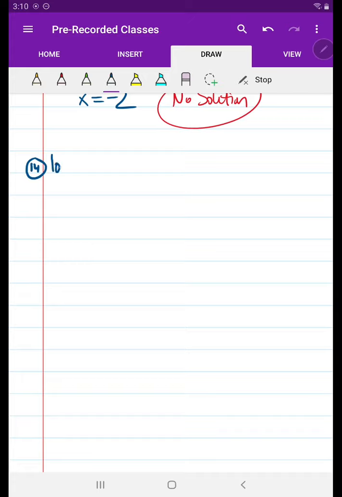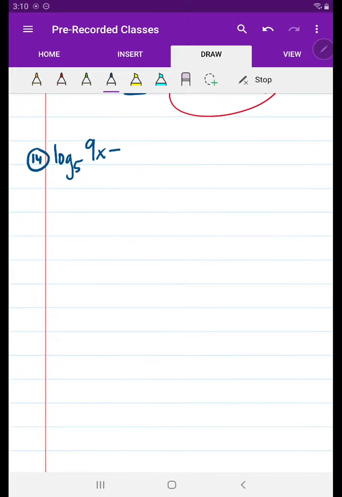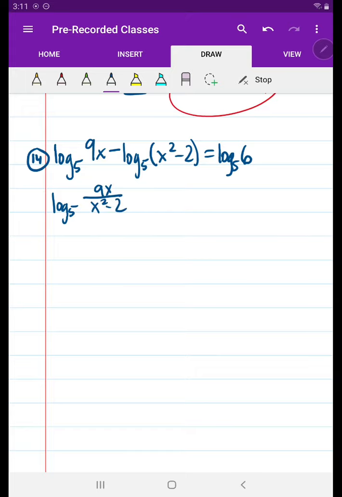So for that one, we have log base 5 of 9x minus log base 5 of x squared minus 2 equals log base 5 of 6. So for this one, again, we have multiple logs, so we're going to want to combine them. So on the left side, this will give me log base 5 of 9x divided by x squared minus 2. Right, so I'm using division to combine these because I have subtraction between the two logs. And then that equals log base 5 of 6.